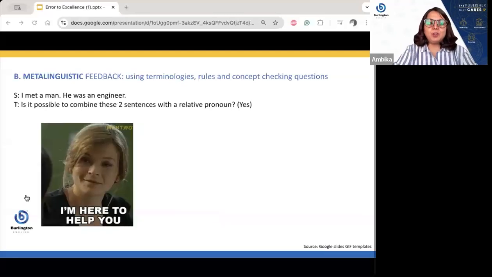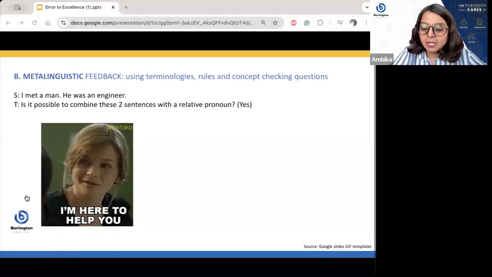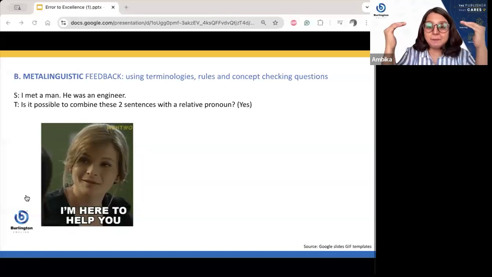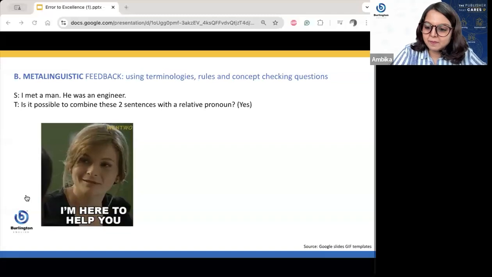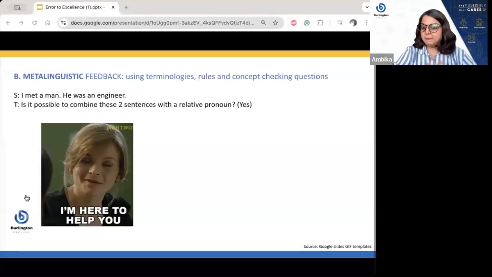Okay, moving on to meta-linguistic feedback. So meta-linguistic feedback is extremely good for higher levels because they get the concepts really clear in their mind. Now let's see in the chat box, what could be the benefit of meta-linguistic feedback? What is the benefit that you guys think of meta-linguistic feedback?